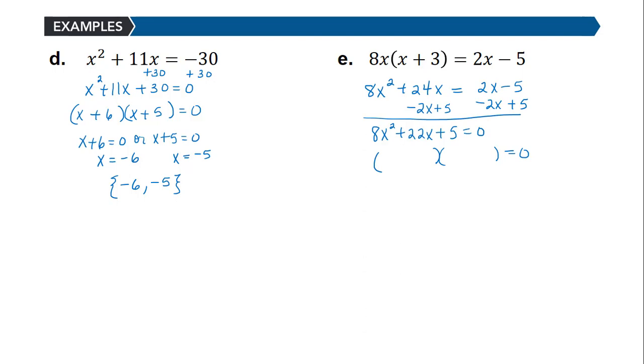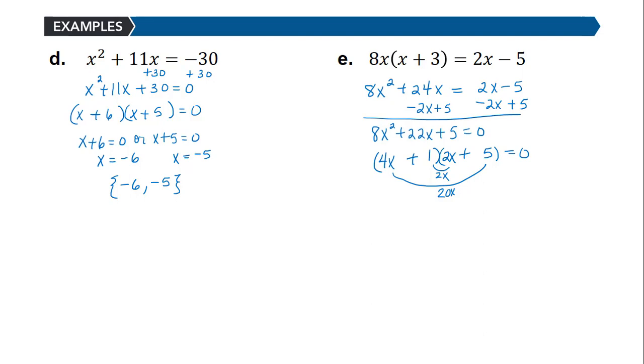So let's try 4x and 2x. And I'm going to try 5 and 1. 5 in the second binomial and 1 in the first. And notice that my outer and inner is a 20x and a 2x, whose sum is 22x. So this one is the correct arrangement, and I need all the signs positive.